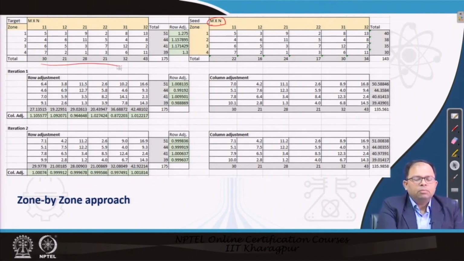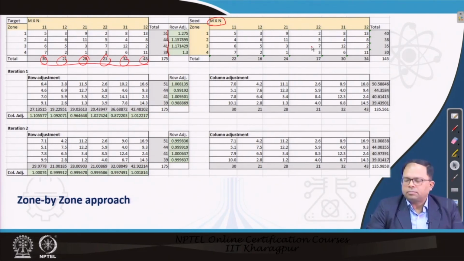These are the target zone marginals. For each zone we know how many people are there, and for each of these groups we know how many people are there. So using this marginal data and our control total, and using this seed data, we can easily calculate the IPF, following the same steps, and we can arrive at this particular result. So this could be called the zone by zone approach, where we have seed data for each zone and we can estimate the population for each zone.